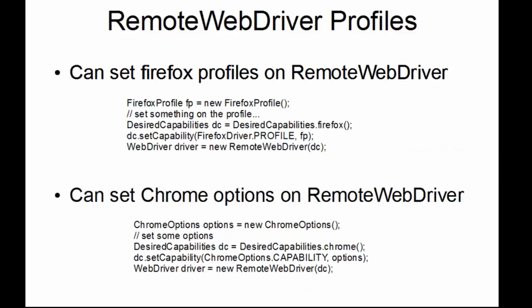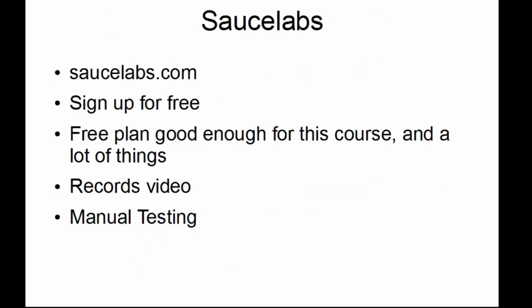And remember, with the capabilities, we can set profiles. We can configure profiles and options. So here you see an example of using the Firefox profile and putting that in as one of the capabilities. And also using the Chrome options as part of the capabilities. We have a lot of configuration that we can still do, even though we're executing our test remotely. So that was a quick whistle-stop tour in slides. But now I'm going to drop down into the actual code, and I'll give you a demo of Saucelabs as well.